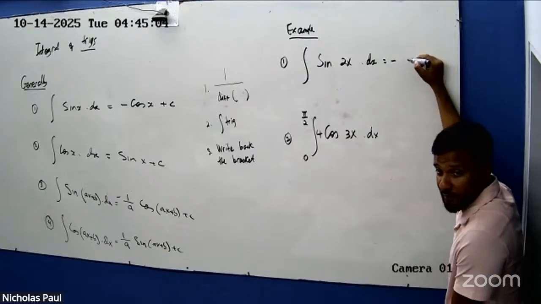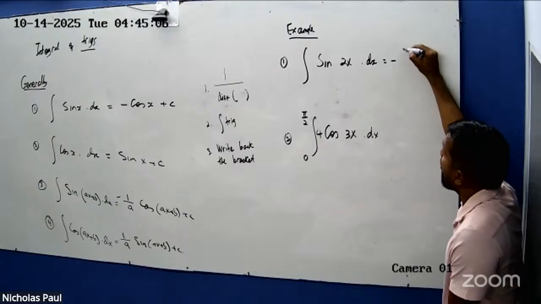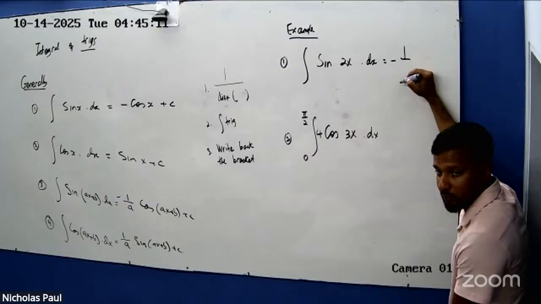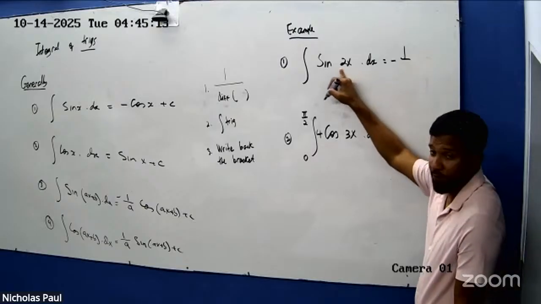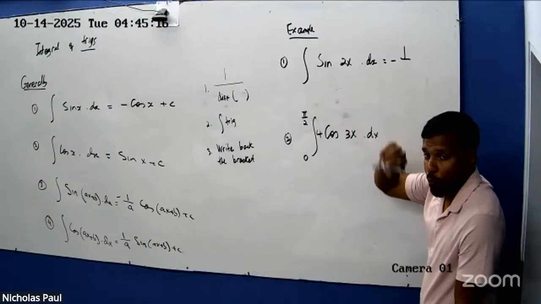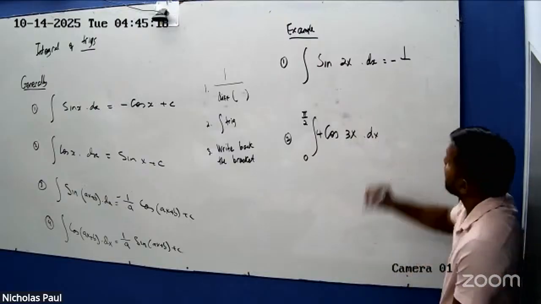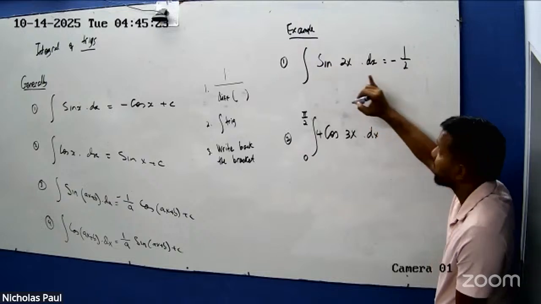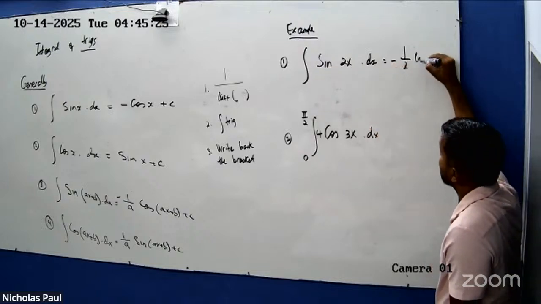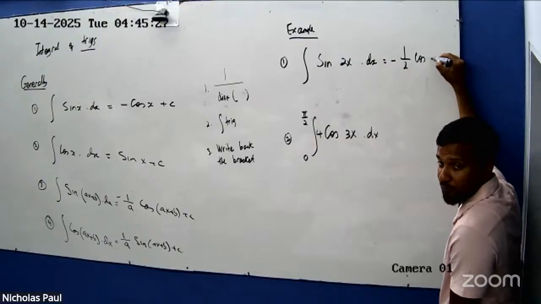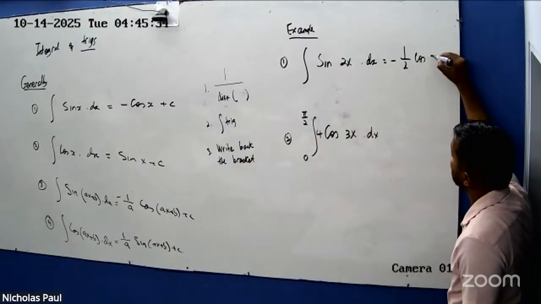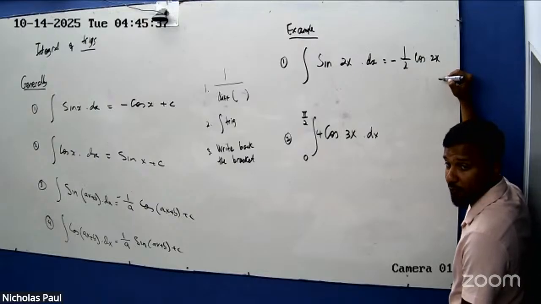Minus, it jumps a step. 1 over what? 1 over the differential of? What's the differential of 2x? 2. So it's 1 over 2 by the integral of sine, which is minus cos. And the last step is what? Write back the bracket. Here's 2x. That's okay?